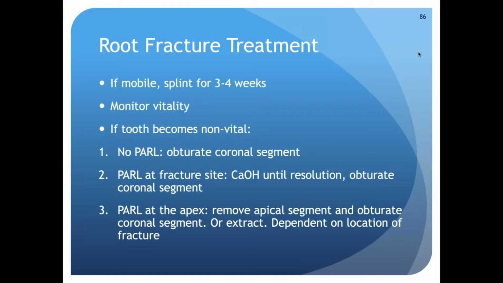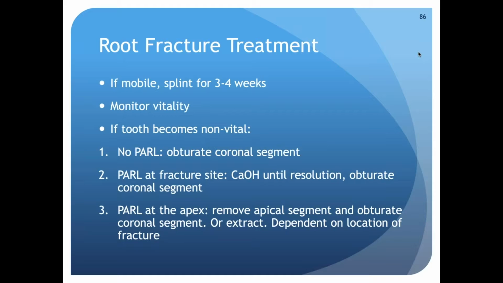If we find that there's a periapical radiolucency at the fracture site, we're going to do calcium hydroxide pulpectomy until that resolves, and then you're going to just obturate the coronal segment. If there's a periapical radiolucency at the apex, we're going to go ahead and do apical surgery, remove that segment, and obturate the coronal segment or extract.